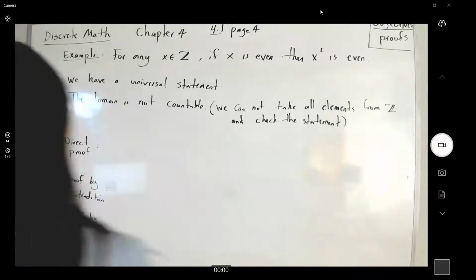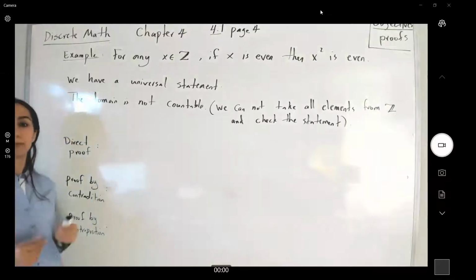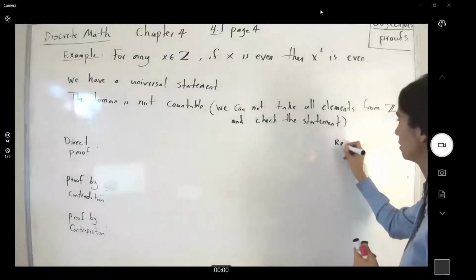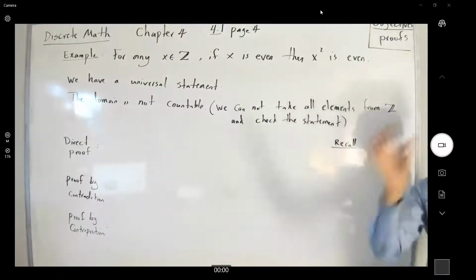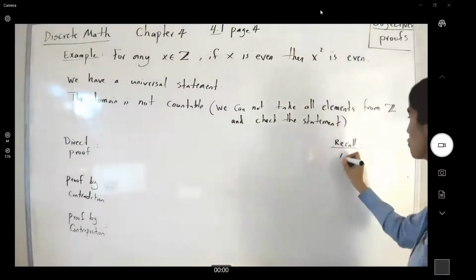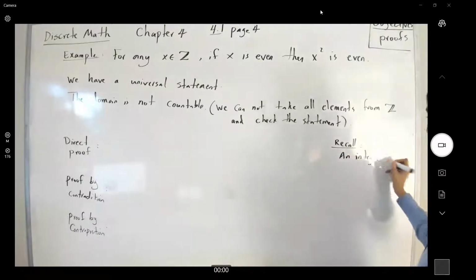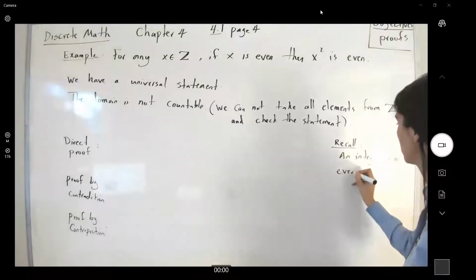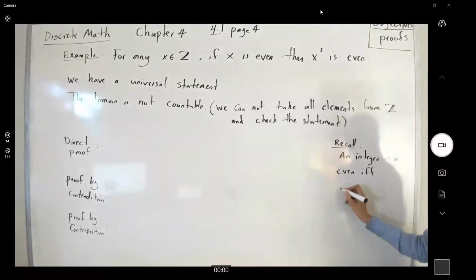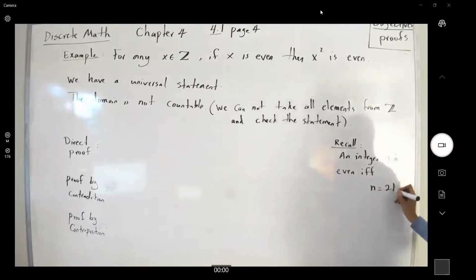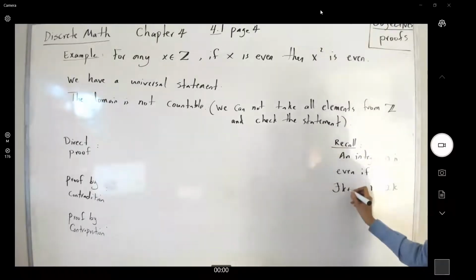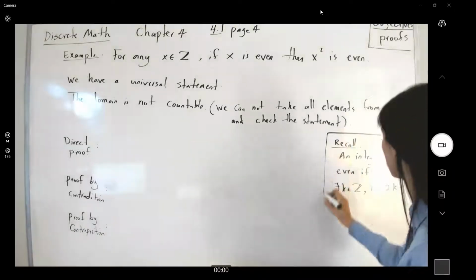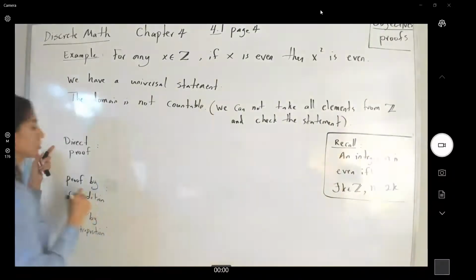So we're going to start by using the direct proof. Direct proof, so remember that, recall. Since you're using direct proof, you need to have the definition. An integer like n is even if and only if n can be written as the double of another integer. There is another integer like k such that n is 2k. Okay, this is the definition that we learned before.